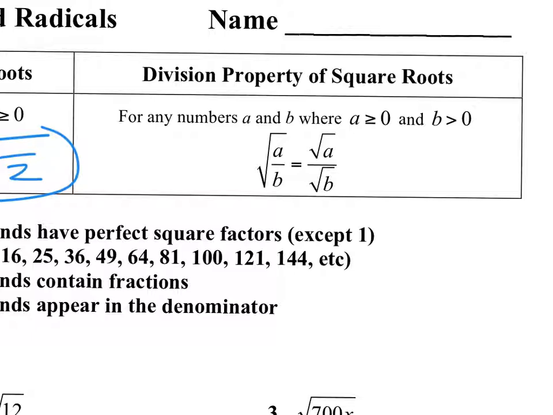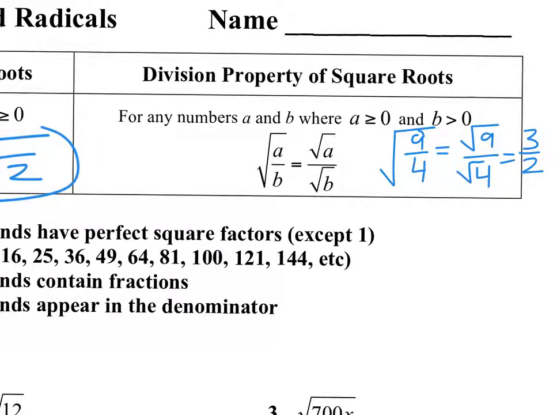That property also works for fractions, okay? You can split it up. So if I have the square root of 9 over 4, I can rewrite this as the square root of 9 over the square root of 4, which is perfect, 3 over 2. Now they're not all going to be that easy. They're going to be a lot harder than that actually.